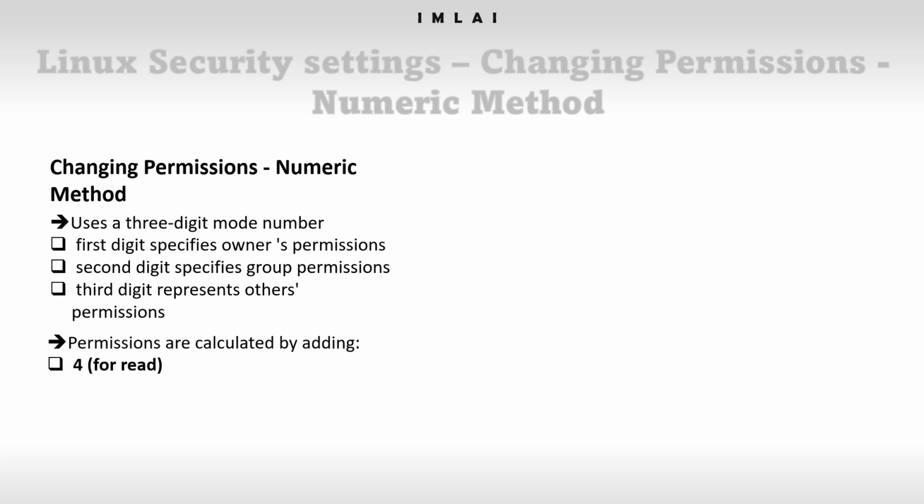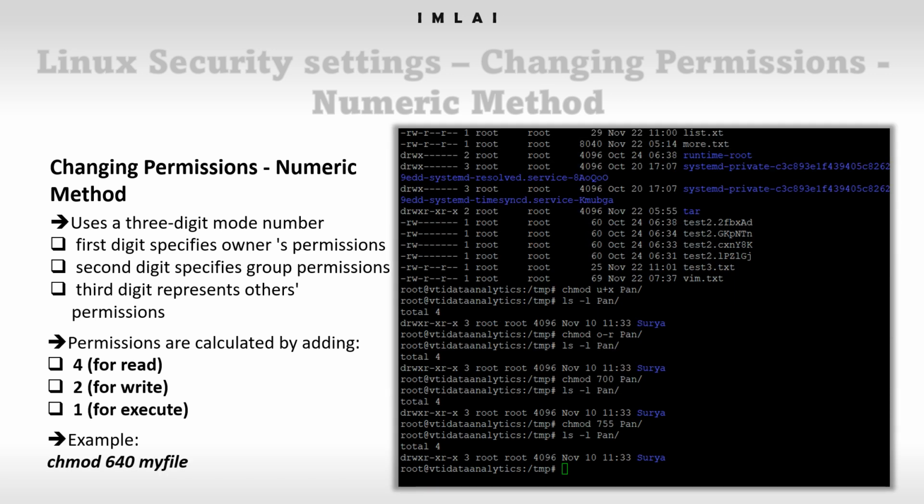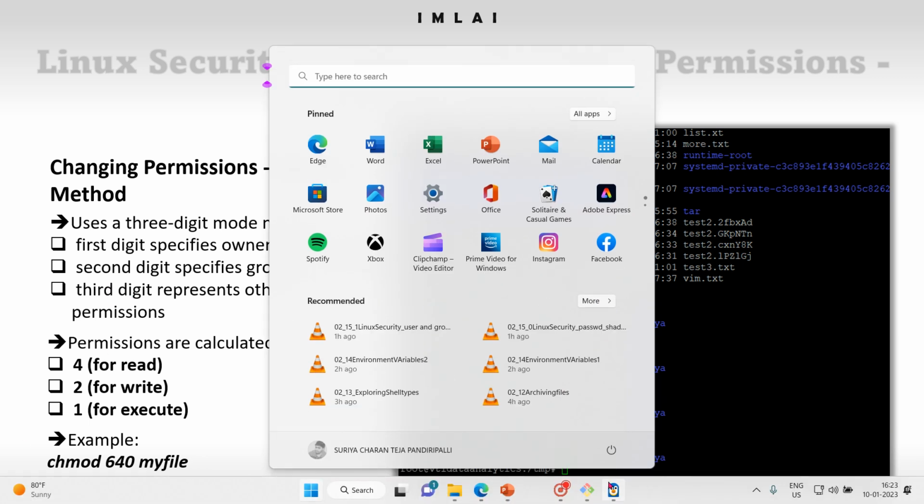Okay. For read it is four, as we have seen before, one for execute and two for write. Now for example, chmod 640 means for the owner give read and write permission, and for the group members give only read, and for others no permission at all. So let's do it.